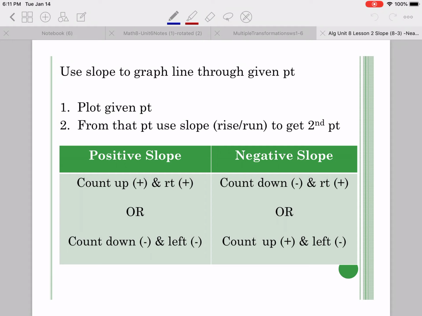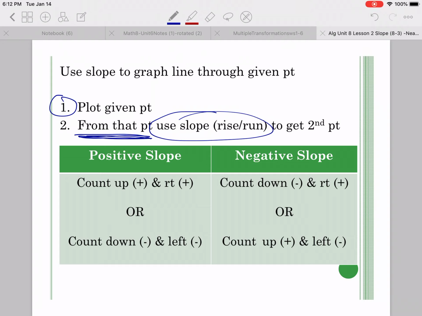So we're going to use slope to graph the line through a given point. What we'll do here first is plot the given point, and then from that point, notice we're starting from that location, you can use the slope, or as I like to say in Math 8, you travel the slope from that starting point. Slope is like a rate of change. It's like, if you're going to drive 50 miles an hour, you've got to get in the car first. It's located somewhere before you can just start driving off in it.